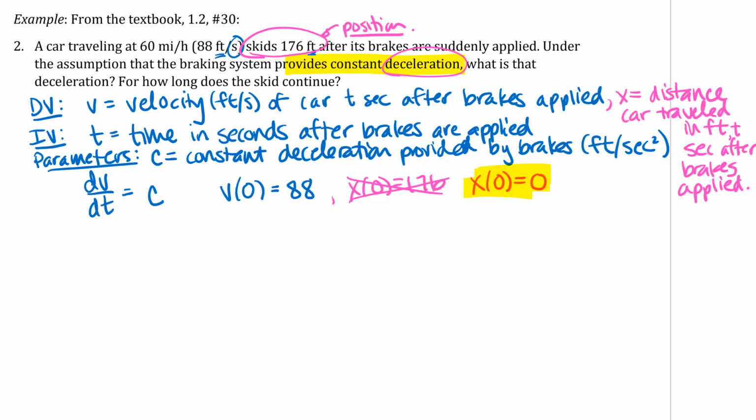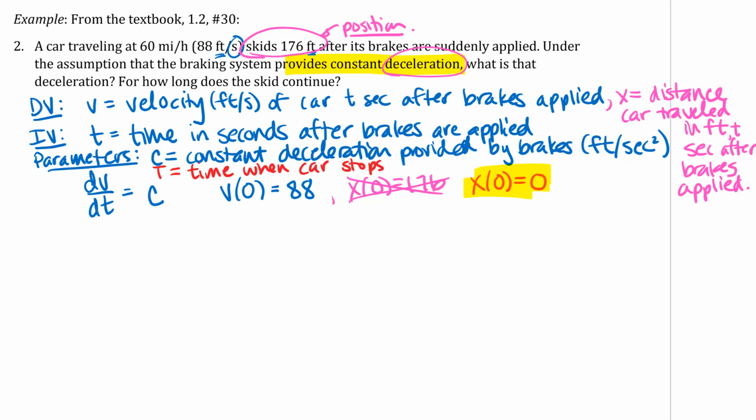So what is the 176? Well, the 176 is how far the car skids before it comes to a stop. And so there's another kind of hidden value in this problem that it's asking us about. We need to know how long it takes until the car stops.